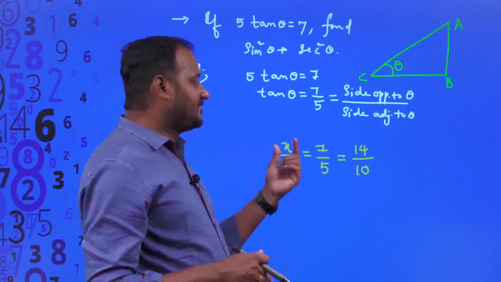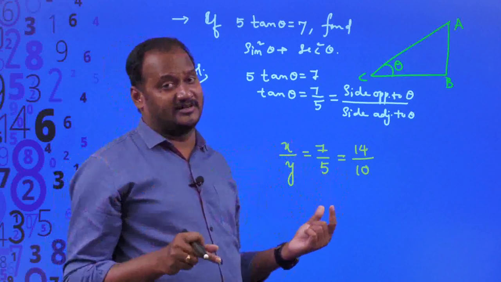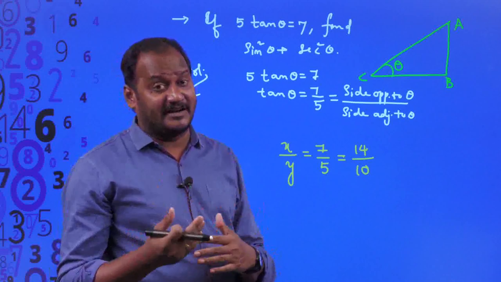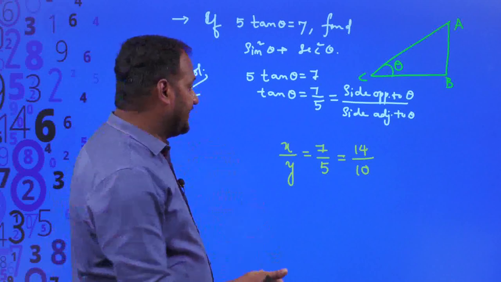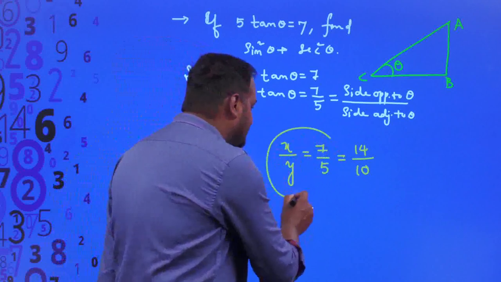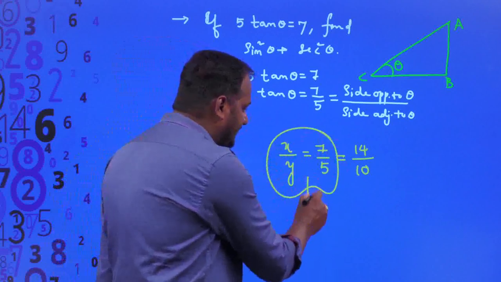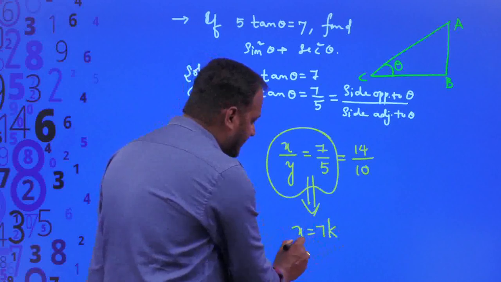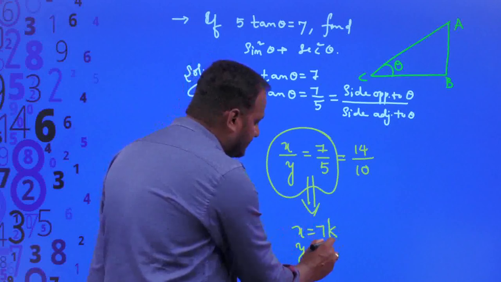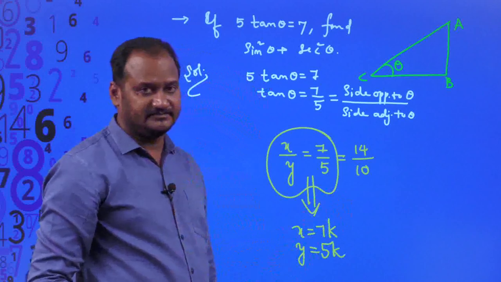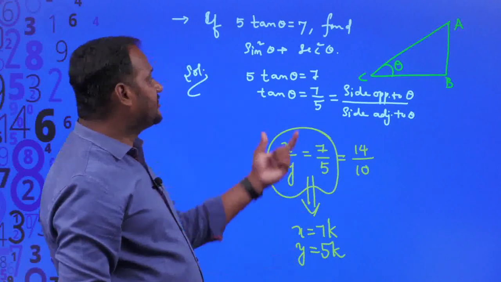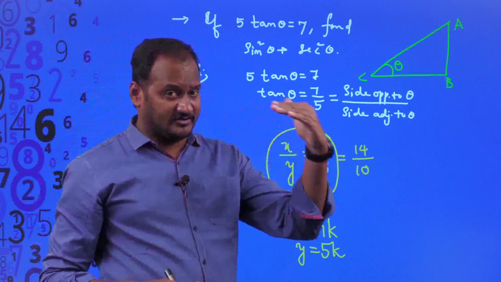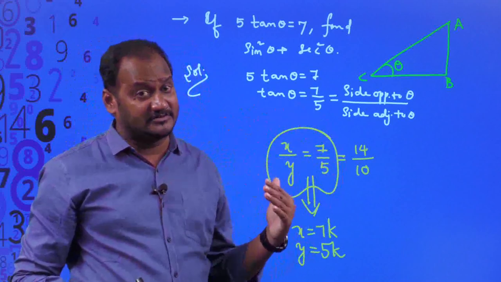So there must be one non-zero number being multiplied or being divided. So that is why you can say that when x by y is equal to 7 divided by 5, then x is equal to 7 into a constant and y is equal to 5 into the same constant. Hope you understand. So when you equate two ratios, you cannot exactly say that numerator is equal to numerator as well as denominator is equal to denominator.